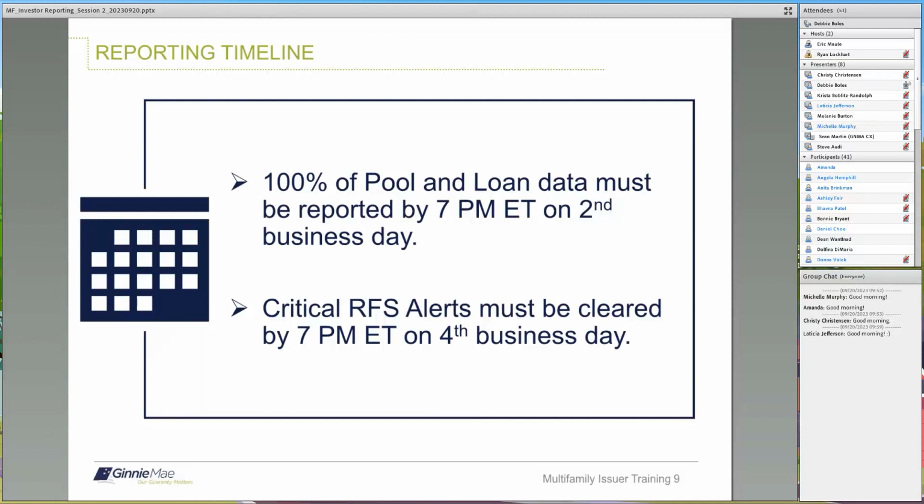The best way to know how 100% of pool and loan data is reported on the second business day is to view the summary screen and ensure that the reported loans and pool balance to the expected loans and pools. Also, you should view the exception tab and ensure there are no outstanding RFS 111 missing pool exceptions and no outstanding RFS 204 missing loan exceptions. I will now turn it back over to Steve.